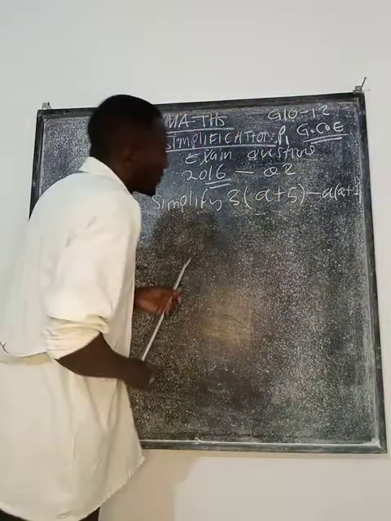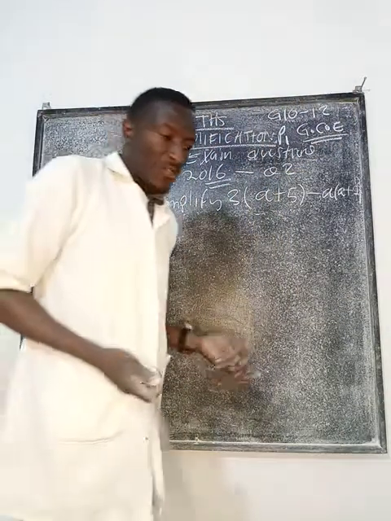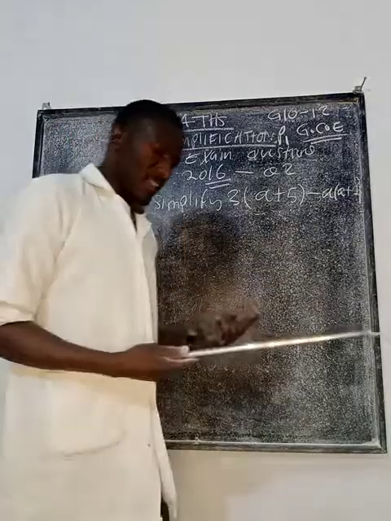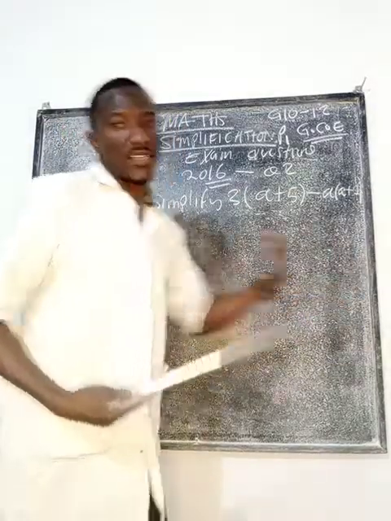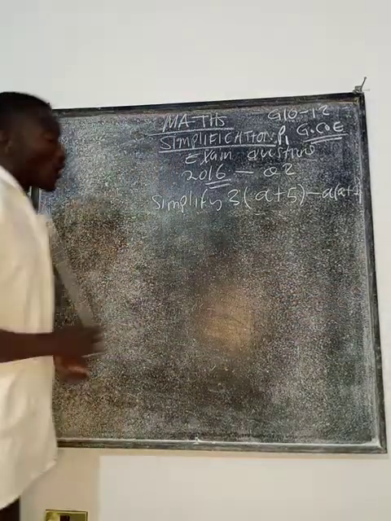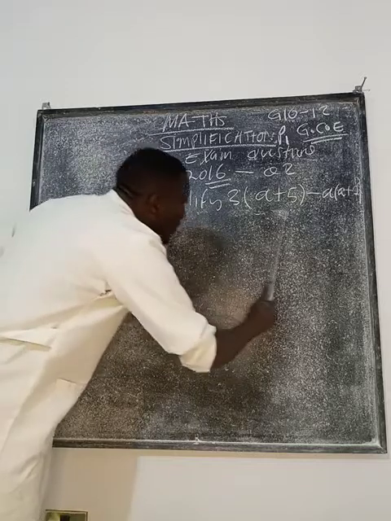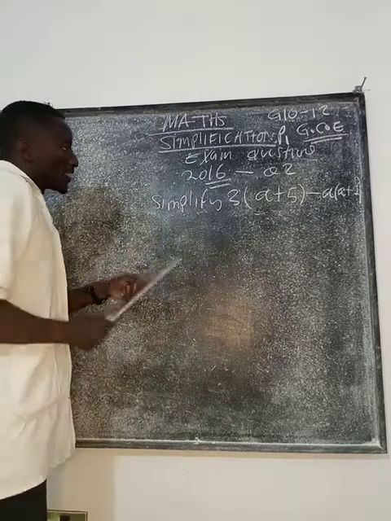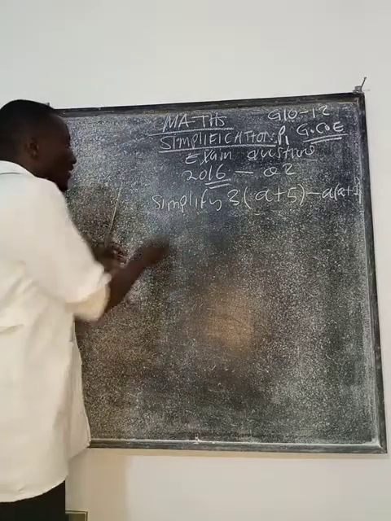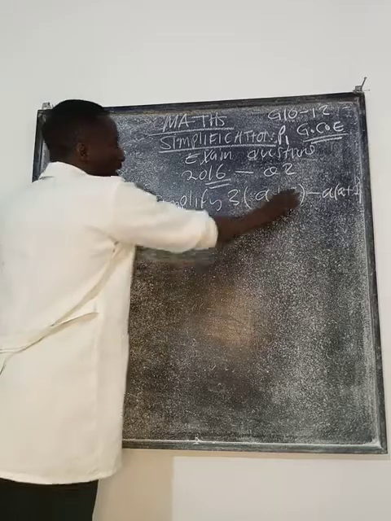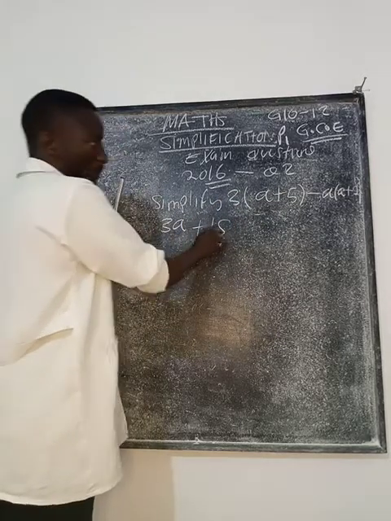Alright, so let's multiply. We said we need to expand. That's why in every video I pose the things that you should know before we start doing the exam question. So expand. We have a bracket, so let us expand. 3 times this gives us 3a. 3 times this gives us 15. We are multiplying.